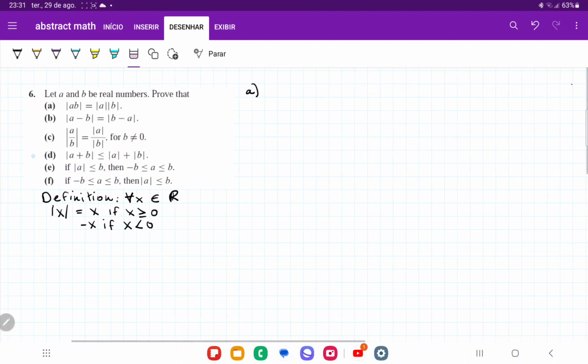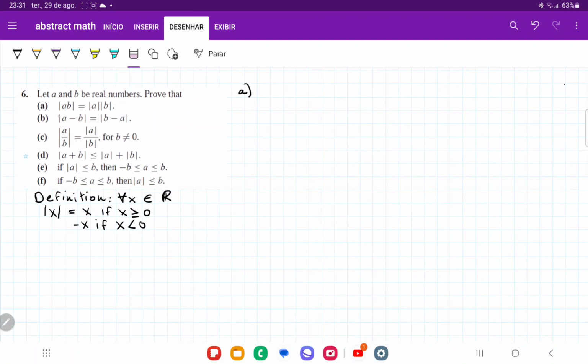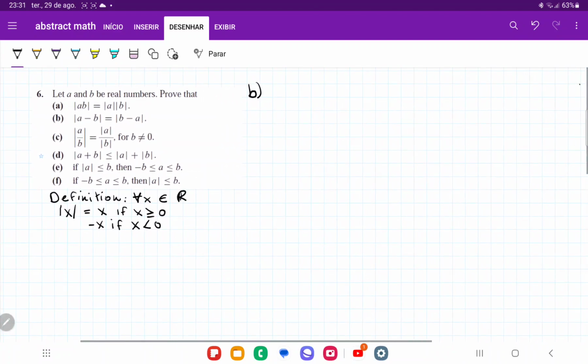Okay, so for item B, what do we want? We want to show that the absolute value of A minus B is equal to the absolute value of B minus A. Now this one is a bit tricky because we do have to consider several cases. Well, I guess no more tricky than the previous one. So for item B, because we're talking about the difference, we want to know whether the difference is positive, right?